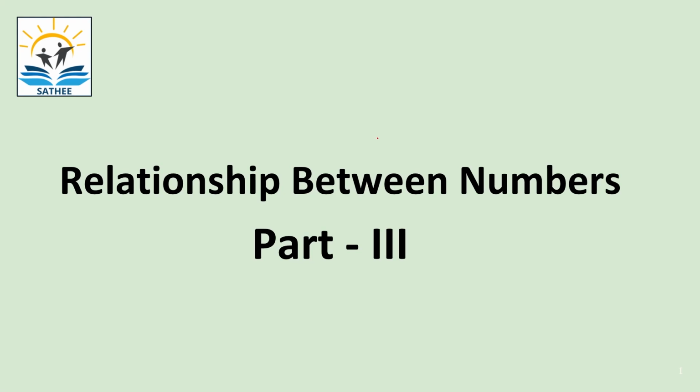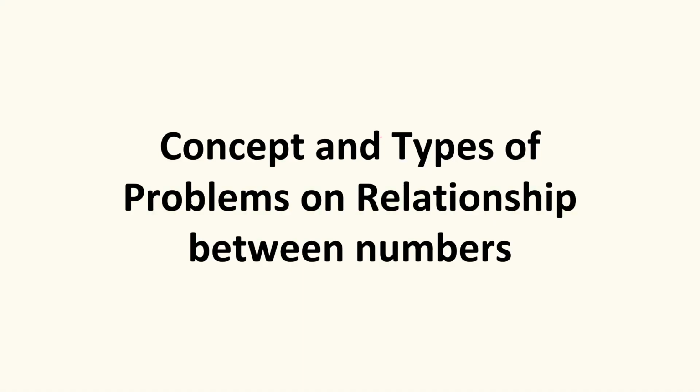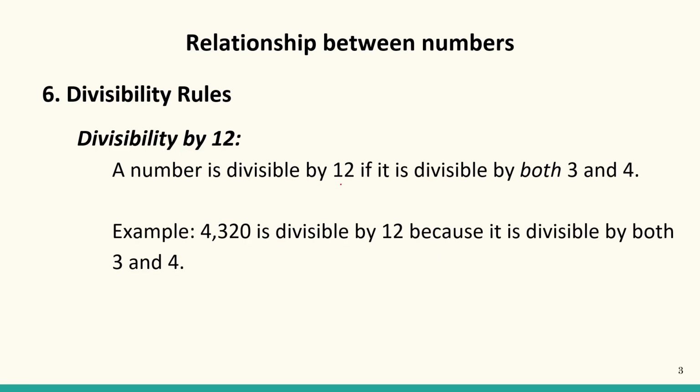Next, we are going to see the divisibility rules for different numbers, whether a number is divisible by another number or not, for example whether a number is divisible by 3 or 6 or 9. We have already learned about divisibility up to 11, right? So we will further learn all the new rules after that, like 12, 13, 14, and so on, along with concepts and types of problems on relationship between numbers. So let's continue the divisibility rules.